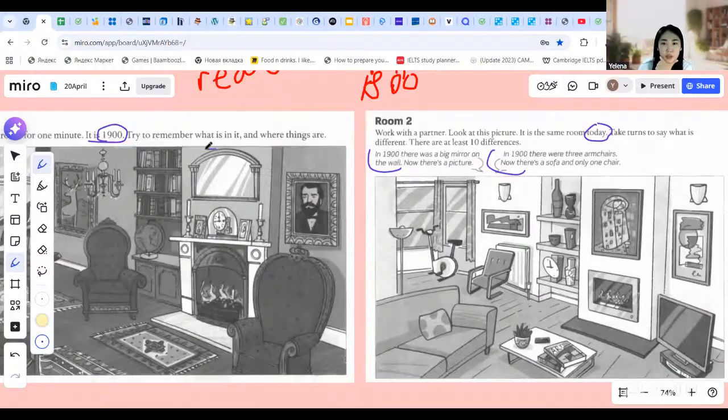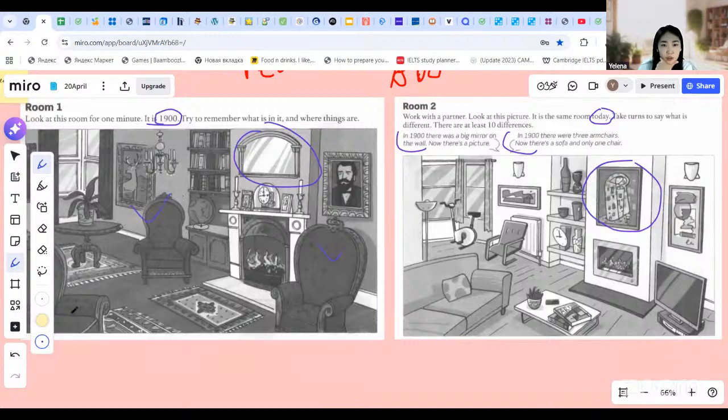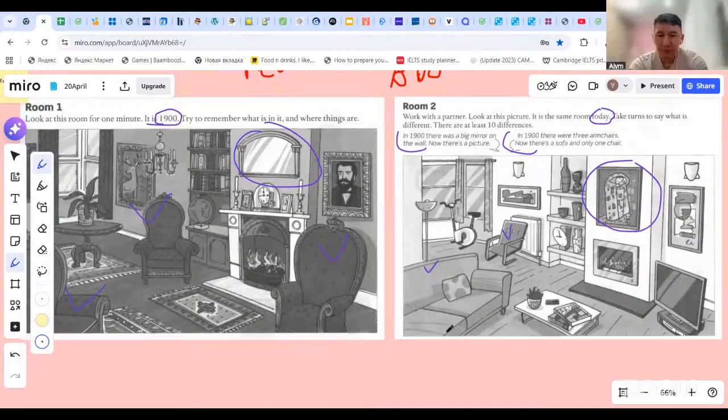Yeah, so this is a big mirror, right? In 1900, there was a big mirror on the wall, and now there is a picture, right? In 1900, there were three armchairs, one, two, three, and now there is a sofa and only one armchair. Oh, chair, yes? Okay, so please compare these two pictures. Sehan, what else can you say?